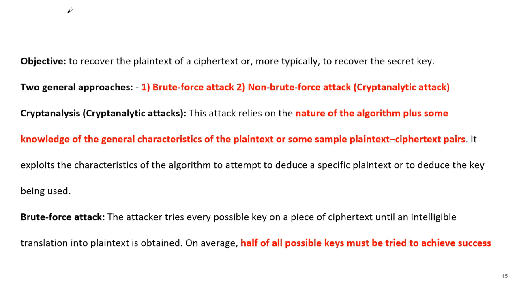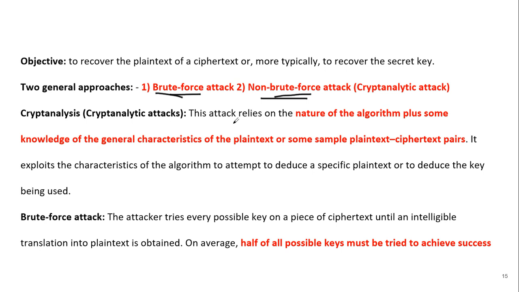Now we'll see cryptanalysis by attack type. The objective is to recover the plain text of a cipher text, or more typically to recover the secret key. Two general approaches are there. One is the brute force attack and the second is the non-brute force attack. But the brute force attack is not efficient, so generally the hacker will go for the non-brute force attack.